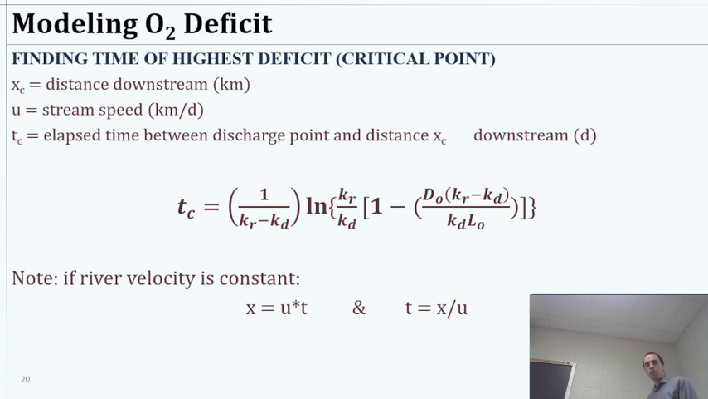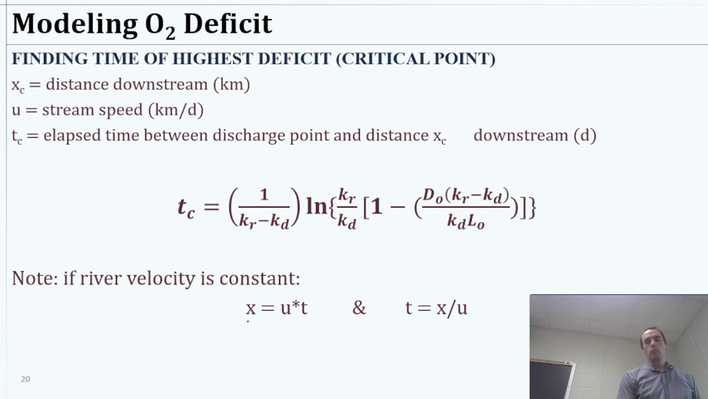tc is 1 over Kr minus Kd, that quantity times the natural log of Kr over Kd times 1 minus D naught times Kr minus Kd divided by Kd times L naught. All right, so big fancy equation there. All the parameters, again, really what we're dealing with is the rate constants, the initial deficit, and the ultimate BOD. Okay, if we know those things, we can put in all the numbers and get our time.